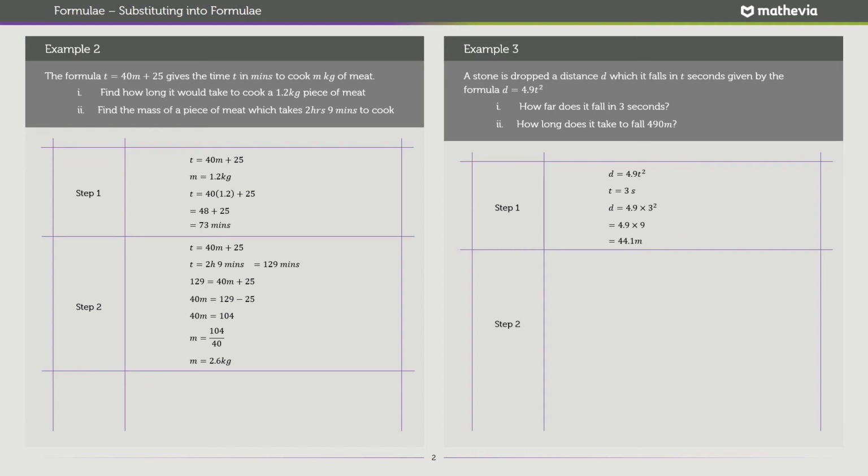Simple. Then we've also been asked to find how long it would take this stone to fall through 490 meters. So 490 equals 4.9 t squared. If you just work that, you have a linear equation there. Divide both sides by 4.9, and you have that t squared equals 100. And what you have in the end is t as 10 seconds.